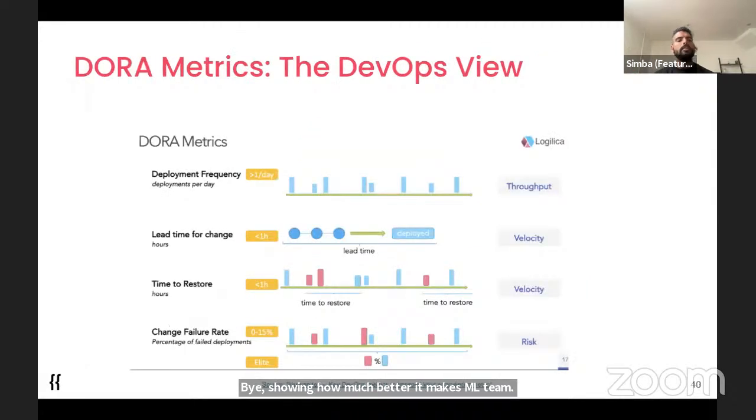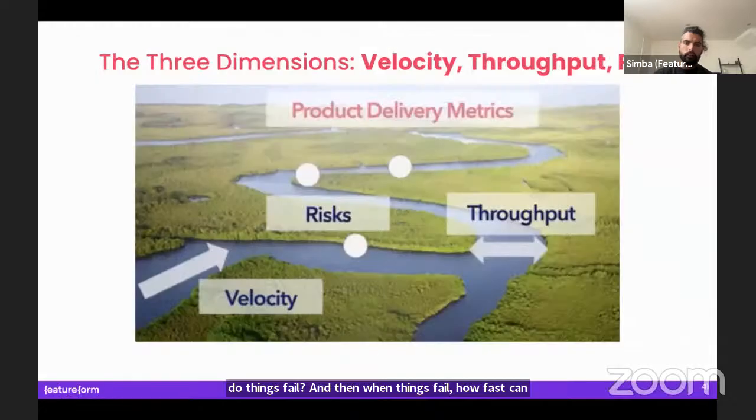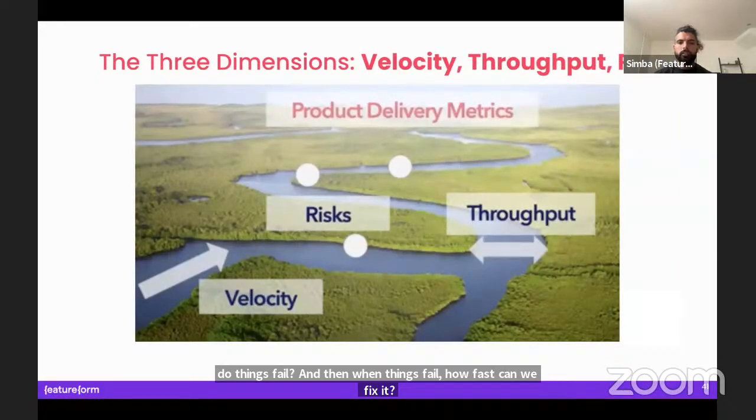A common view of MLOps metrics, which I think is correct and important, is very similar to DevOps: deployment frequency, how fast can we get models in production, how hard is it to iterate, how long does it take to iterate on the model, how often do things fail, and when things fail, how fast can we fix it? And then there are the metrics I mentioned earlier.